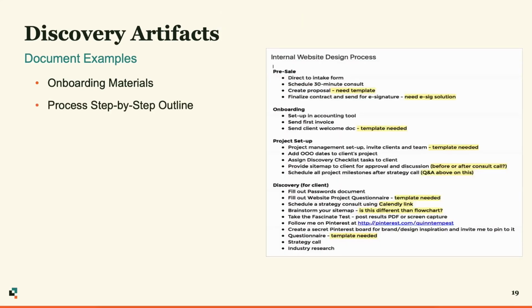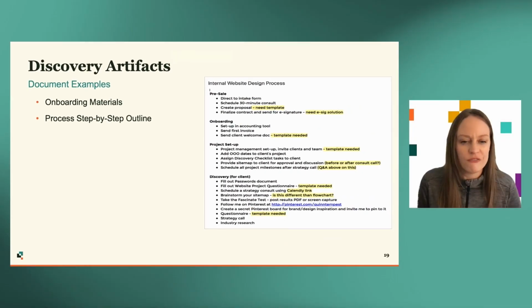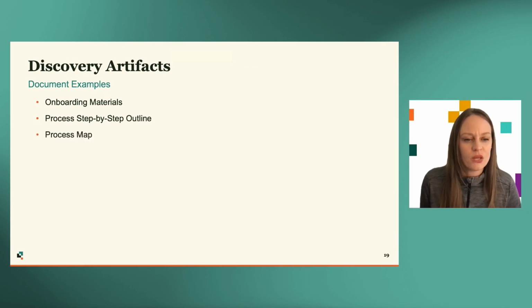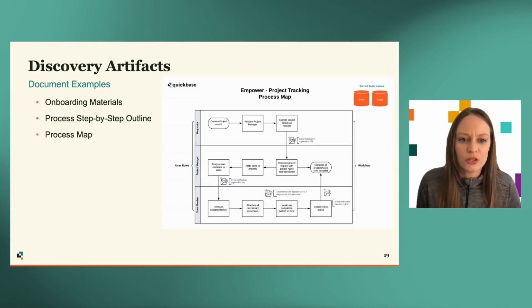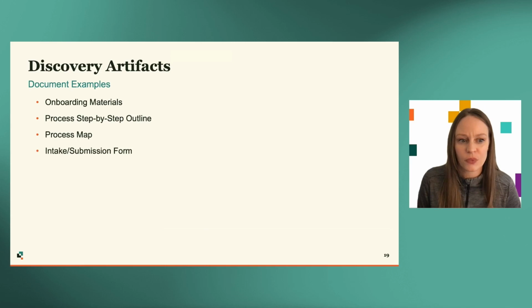Process step-by-step outline. So it may not be as perfect as the one we saw on Google, but you can see here that this gives us kind of an idea of the step-by-step that this department is going to take. It also shows us other tools that they use. So this is really great information gathering. Okay, process map. So here you can see, oh, we're getting an even bigger picture, right? We have some user roles. We have what happens when each thing is passed from one group to the next. So this is another helpful document.